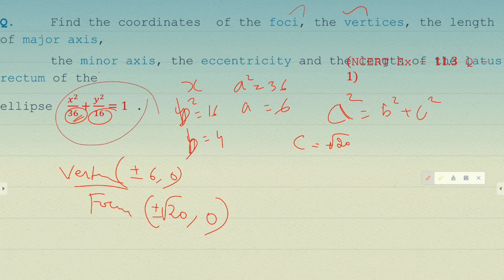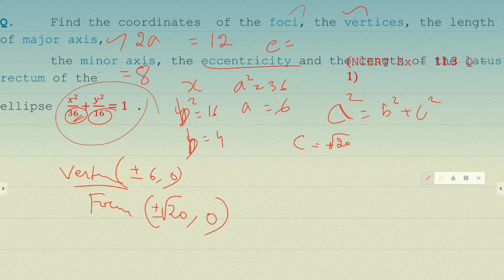Okay, what is major axis, guys? Length of my major axis. What is that? 2a. So what is a here? 6. Okay, so 12. What is length of minor axis? 2b, which is 8. What is eccentricity?